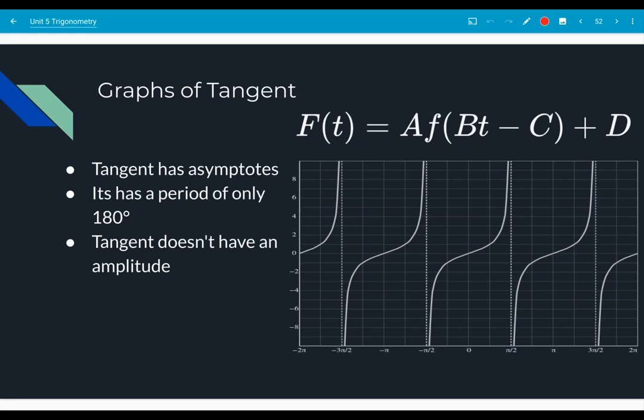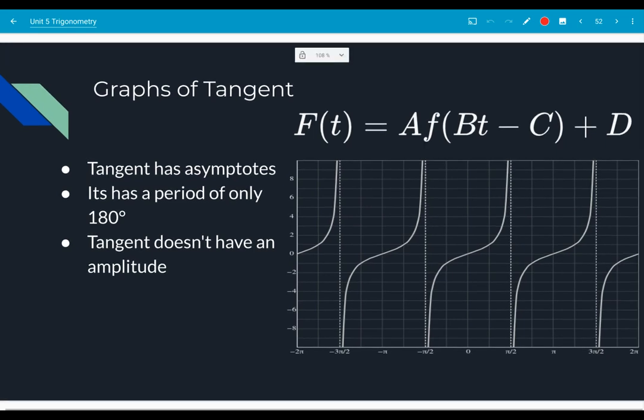So we're looking at tangent. Tangent is different. Tangent has asymptotes, meaning a line the function doesn't cross every 180 degrees or every pi. So that's what these dotted lines represent, is the asymptote. So our tangent function starts at negative infinity, climbs, turns, crosses 0, and then goes back up towards positive infinity.